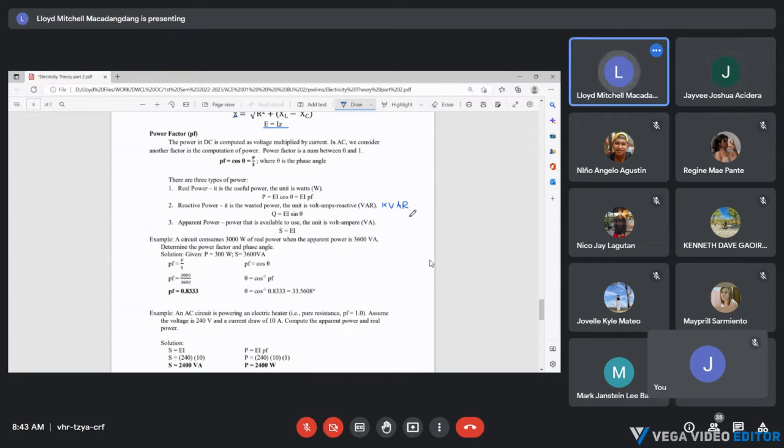So the formula is equal to EI sine theta. So sine, dito yung nakuha natin, reactive power. So apparent power naman is the power that is available to use. So available to use, the unit is volt ampere. So formula lang natin for apparent power is EI. So yan yung sa DC. So EI.